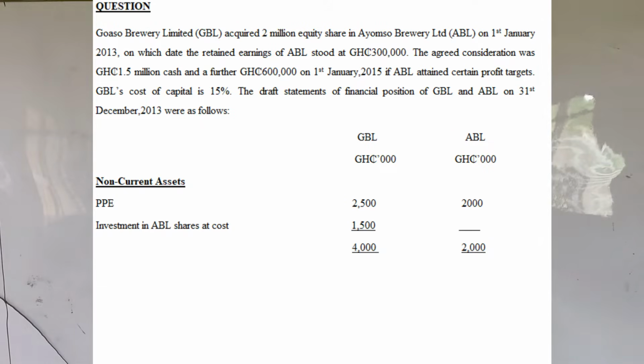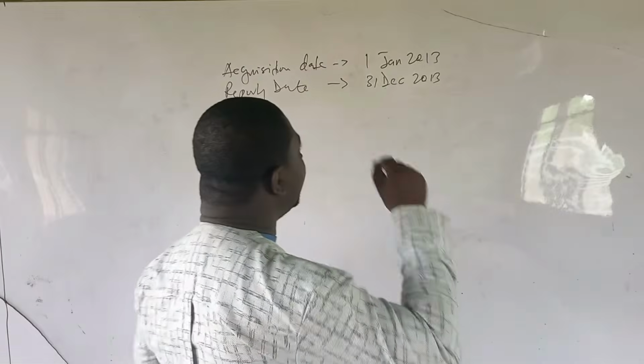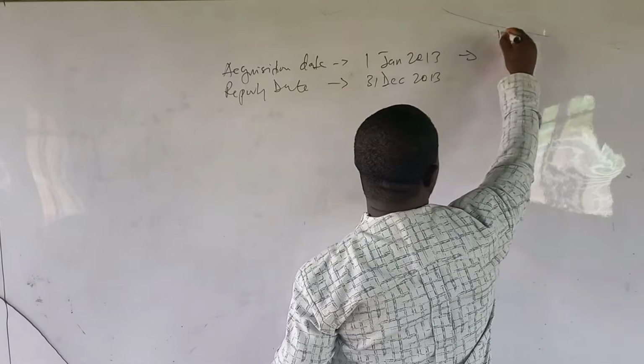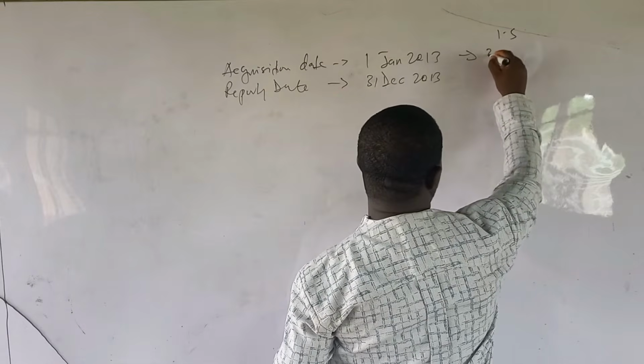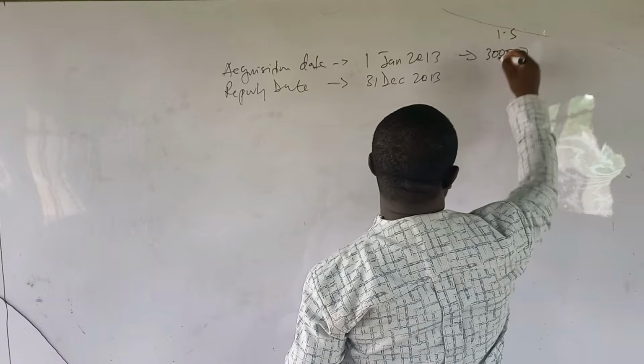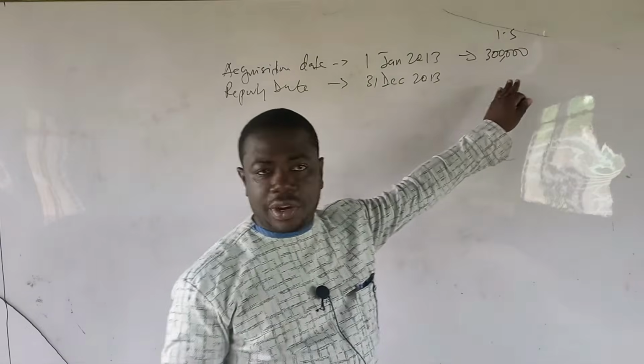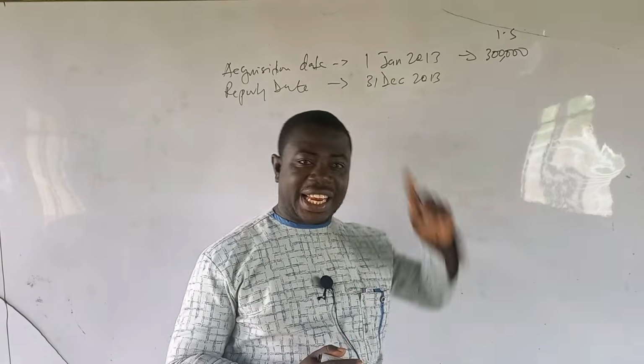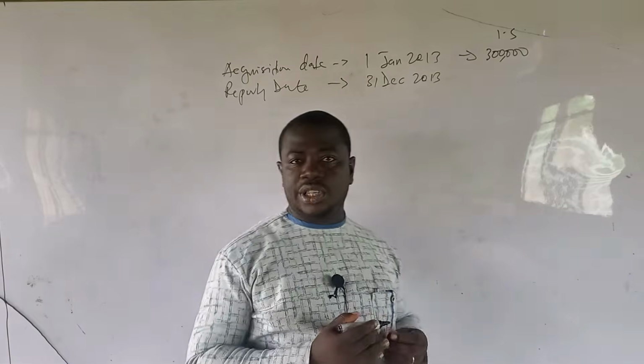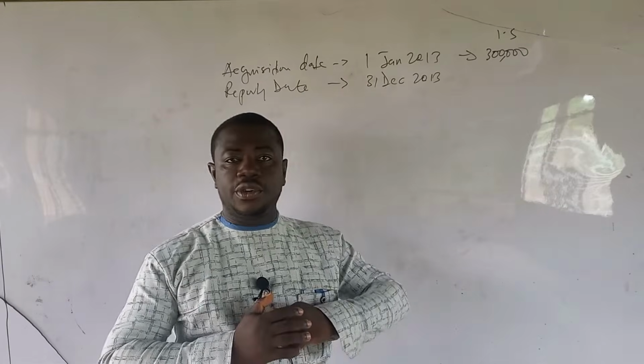We are told on which date, first of all, they acquired it, on which date the retained earnings of ABL stood at 300,000 Ghana cedis. So on the date of acquisition, the income surplus balance of the subsidiary was 300,000. That is the income surplus balance at that time. And this 300,000 is what we are going to use for the calculation of goodwill.